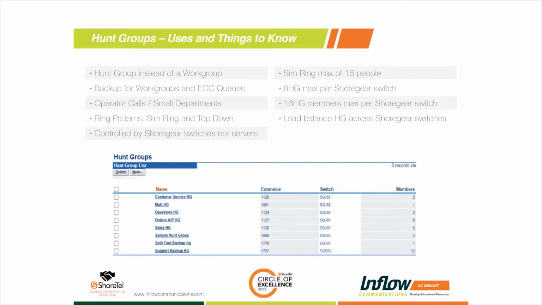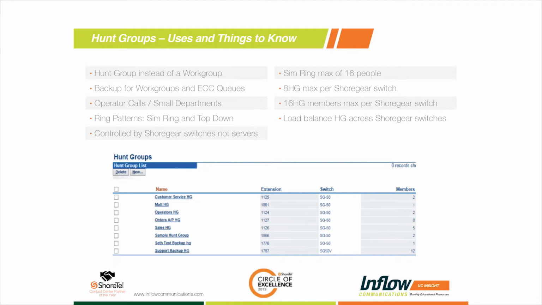One of the big things that the hunt group does not include is a voicemail box, where a work group does. So for users who want to use a hunt group for an operator or a small department, we can still use a voicemail box on one of the servers. We simply ring the number of times that we set the hunt group up for, and we route the call over to a voicemail box afterwards. So we don't lose that capability really.